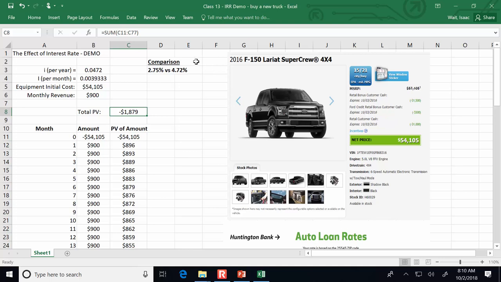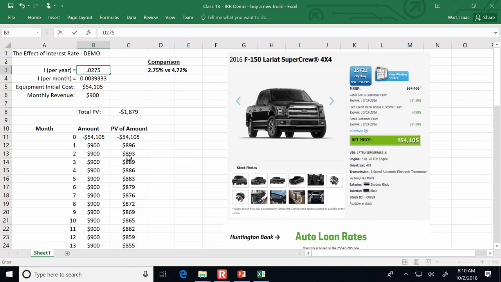But interest rates matter. And so what if we go to this other bank, and instead of 4.72%, what if instead we have 0.0275 as the annual interest rate? So when I press enter, it's going to calculate a new monthly interest rate. Of course, the equipment cost and the monthly revenue, that's going to stay the same. What will be different is the present values of those amounts.